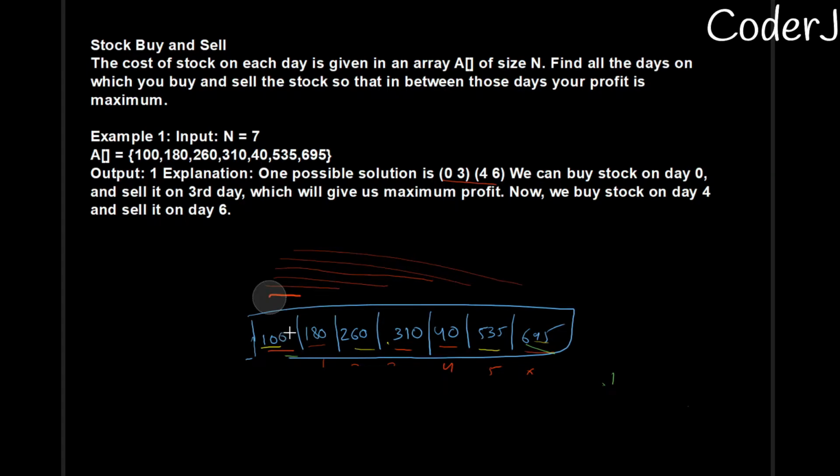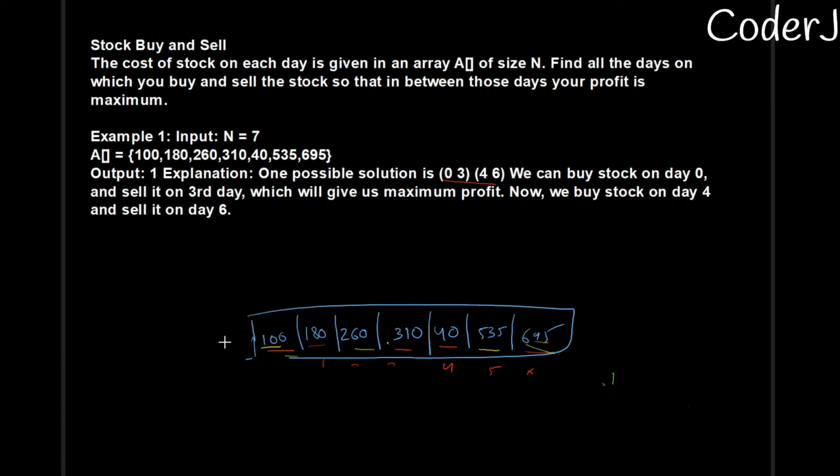And once we have calculated all the possibilities for 100, we'll start in a similar way with 180. So 180 with 260, 180 with 310, 180 with 40, 180 with 535, 180 with 695. This way, we will have a variable that stores the maximum answer, and then we can add it all up. So that is an approach, but it is going to take a lot of time and space complexity, possibly the order of n square. So that is why I'm not going in depth for this particular approach.